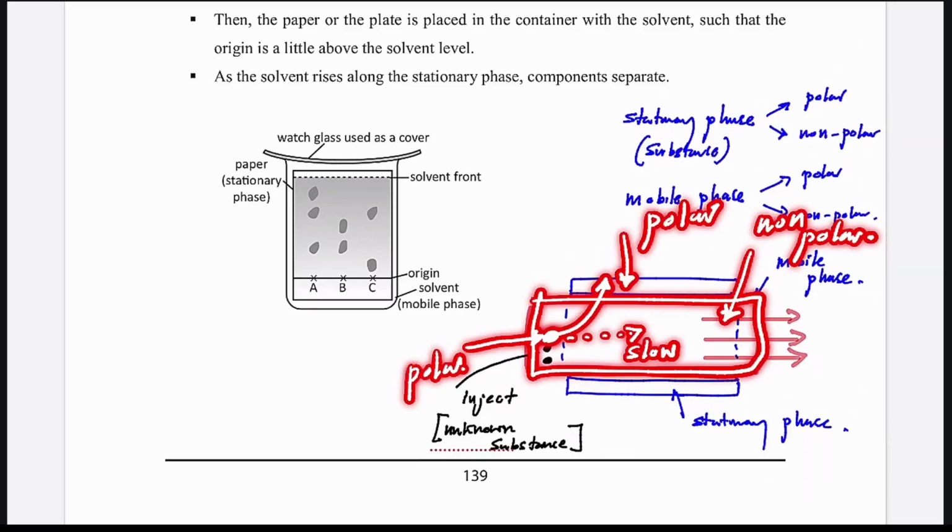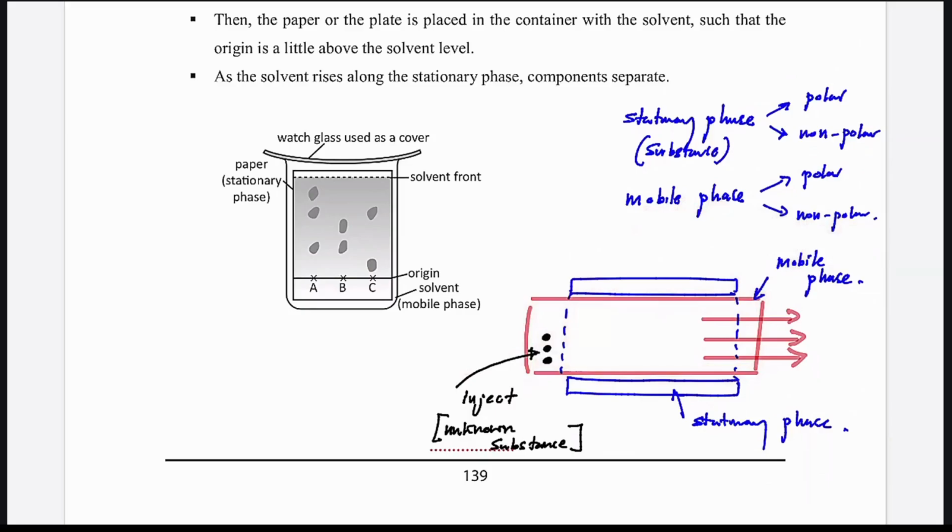Wait, I'm confused here, sir. So is there a substance inside of the cylinder, like a liquid? Yeah, and that liquid is called the mobile phase. That mobile phase should be polar or non-polar. And what's the blue thing on top of the mobile phase? That's the stationary phase. That's going to be a different material, and it's going to be a solid.